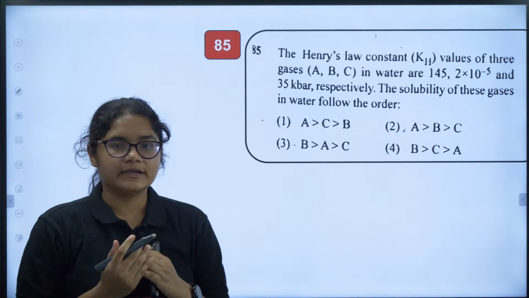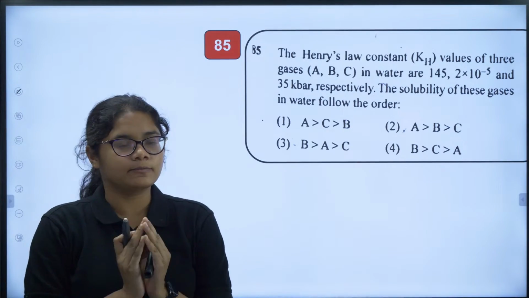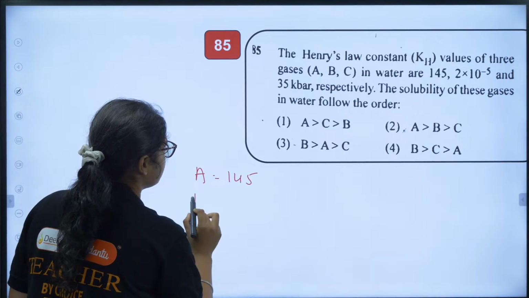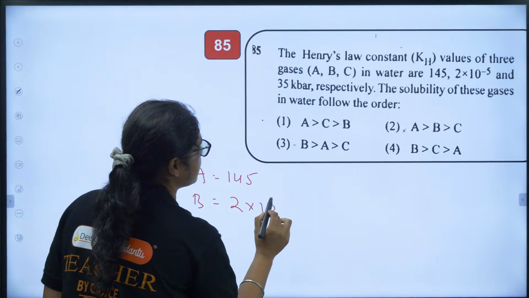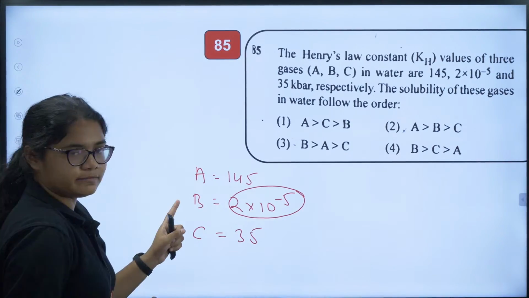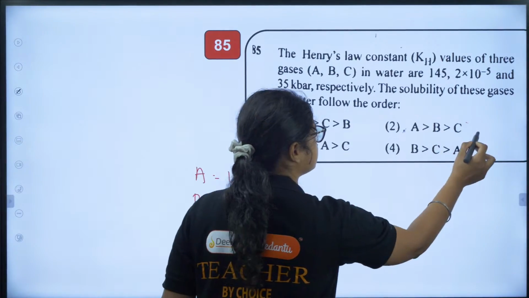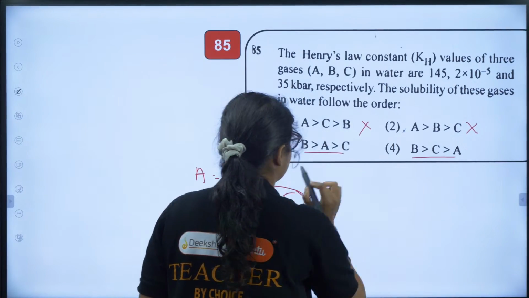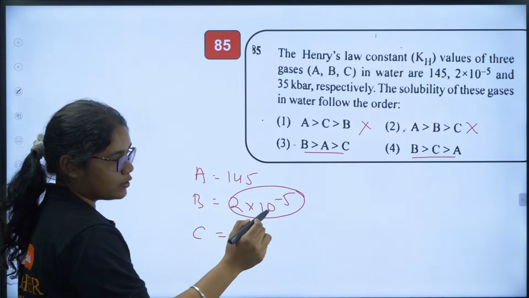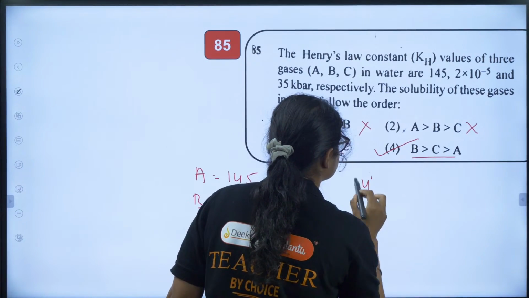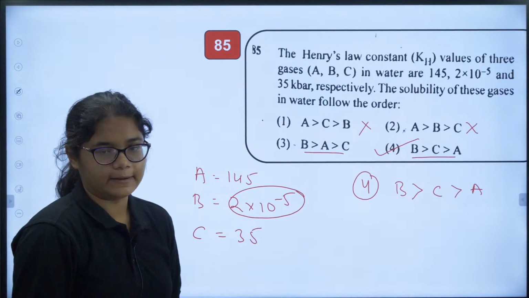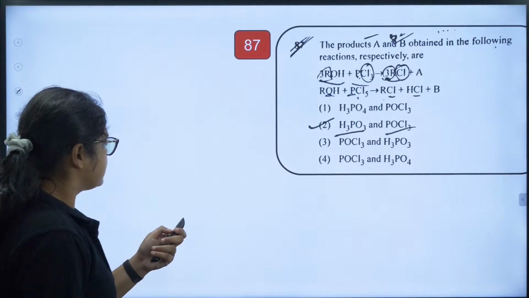So Henry's law constant and solubility, all of you know, are inversely proportional. So for A, it is 145 given. For B, it is 2 into 10 to the power of minus 5. And for C, it is 35, right? So this is the least value, so it will have the highest solubility. So these two options we can eliminate. Now you see next one, the highest one is for A, so it will have the least solubility. So the correct answer for this question will be option number 4, that is B greater than C greater than A. Okay. Now seeing the next question.